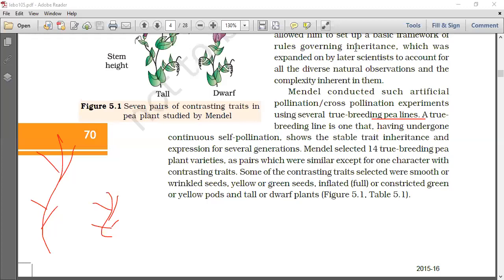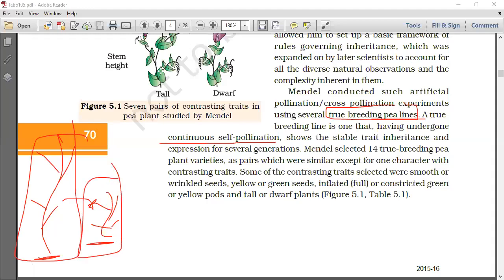So when we crossed a tall plant with a dwarf plant, pure tall plant and dwarf plant, those are true breeding pea lines. Because basically, in the case of these particular plants, they have continuous self-pollination. A true breeding line is one that has undergone continuous self-pollination. A tall plant is a self-pollinating plant, and a dwarf plant is a self-pollinating plant. That's why we can call these true breeding pea lines.